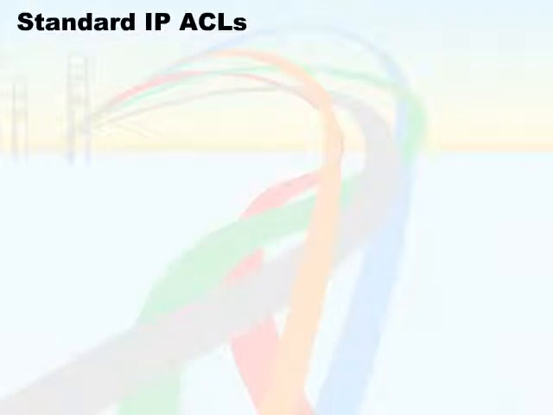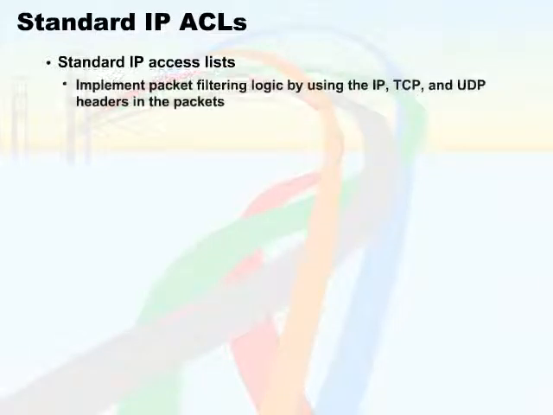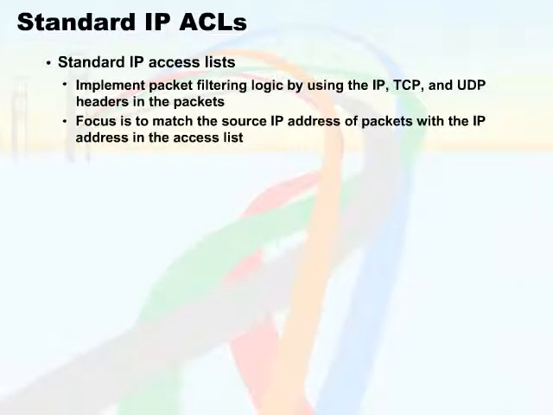What we're now going to do is discuss the two types of access lists, the standard IP access lists and extended IP access lists. We'll first discuss standard IP access lists. These access lists implement packet filtering logic by using the IP, TCP, and UDP headers in the packets. Their focus is to match the source IP address of packets with the IP address in the access list.